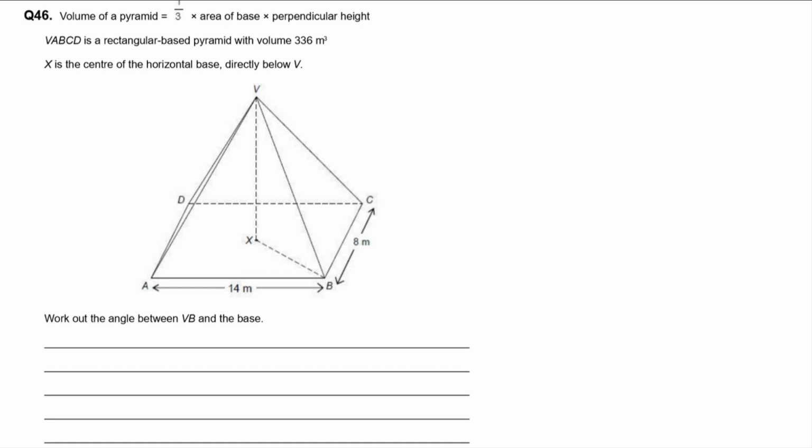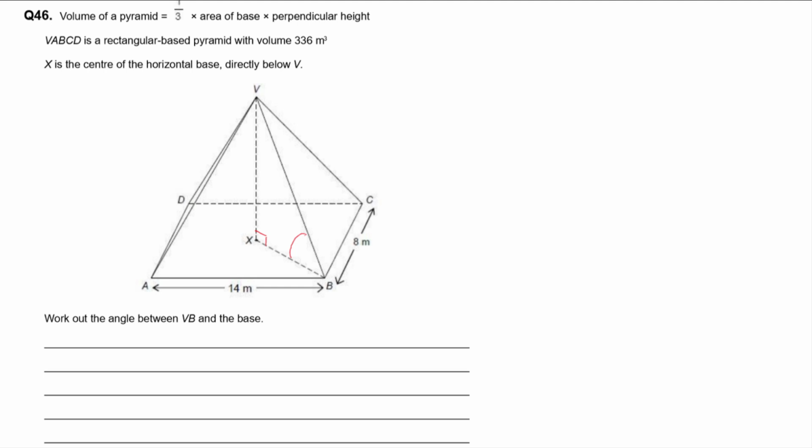So what do we need to do? Work out the angle between VB and the base. So we're looking for this angle here then, aren't we? This angle in this triangle BXV. Now that angle there at X is a right angle. If we want to work out that angle, we're going to need to know at least two things inside this triangle that we don't currently know. Basically we're going to need to find two sides of this shape.